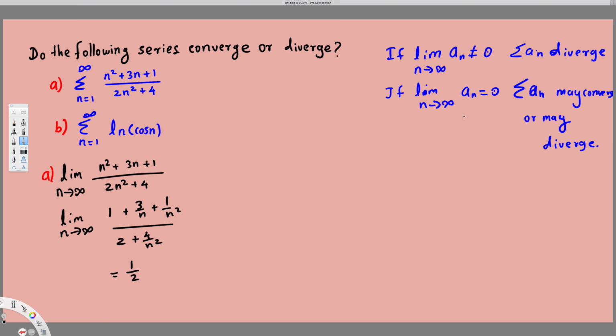So this is not 0. So this goes under this condition right here. If it's not 0, this diverges. So we can say this diverges. So let's go to the B part.